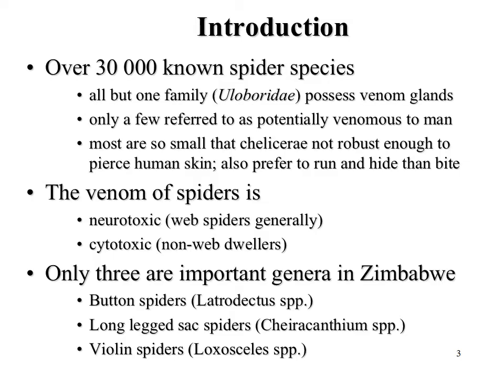With regards to the important genera of spiders in Zimbabwe, we've got three genera. The first one is the button spiders, the genus Latrodectus. Then we've got what are called the long-legged sac spiders, the genus Cheiracanthium, I hope I can pronounce it. And then we've got the violin spiders, the Loxosceles genus. But as you shall see, there is a lot of debate concerning the second one, the long-legged sac spider, and I shall talk about it a bit later.